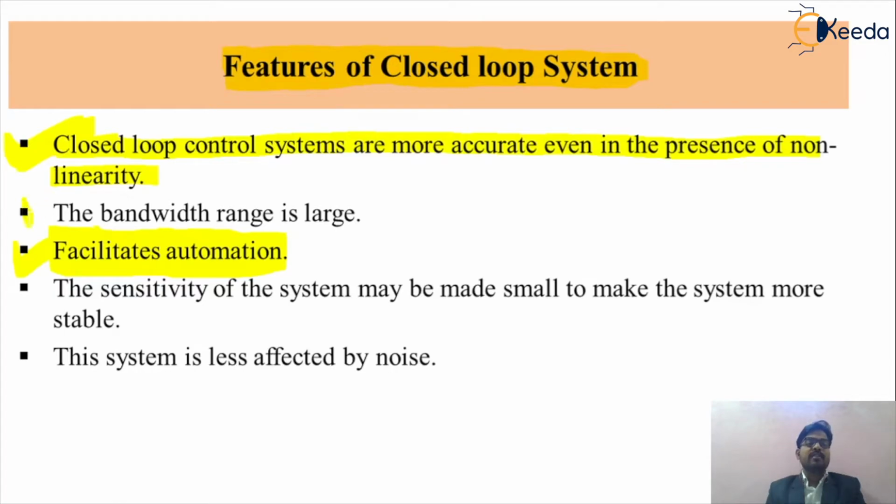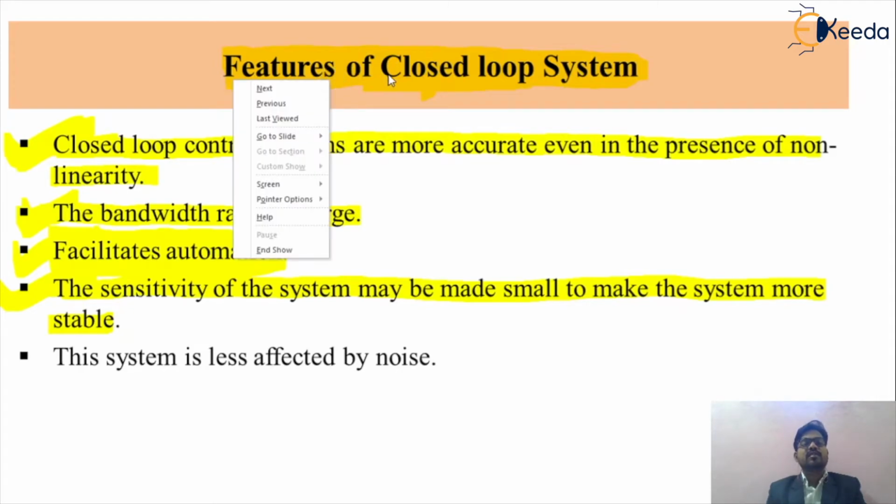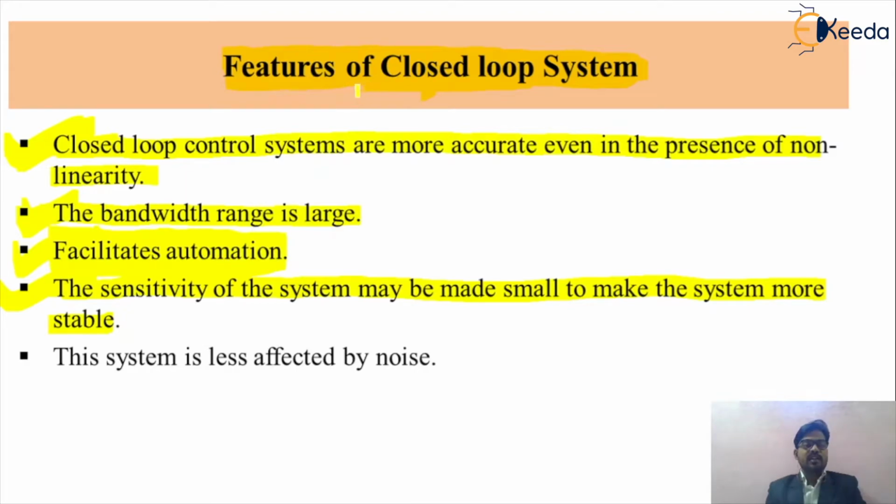The bandwidth range is very large in a closed loop control system. That will be another feature of your closed loop system. The sensitivity of the system may be small, but it makes the system more stable. Obviously the sensitivity of the system is small, but the stability of the closed loop control system will be very large, because of the presence of the feedback element. So that will be one of the features of your closed loop system.